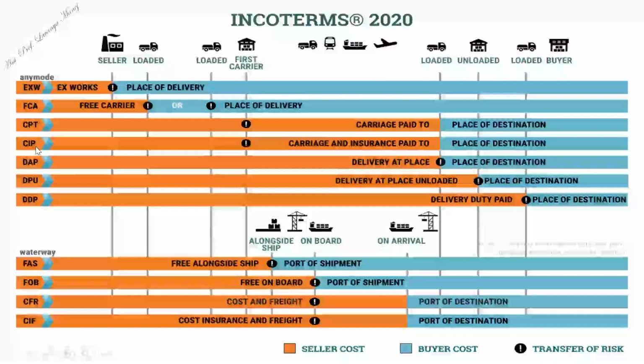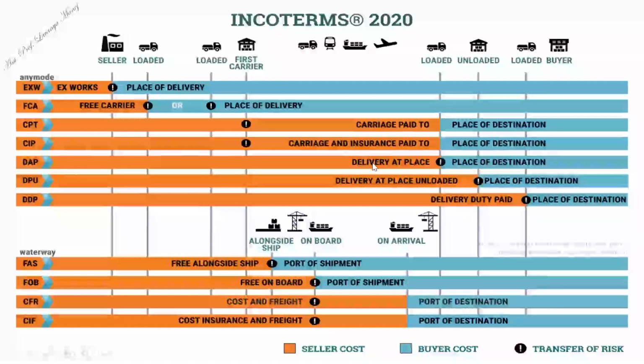Then is CIP. Here the seller not only takes care of the carrier charges, but also takes care of the insurance. So in transit, if something happens to the shipment, the insurance money will go to the seller, not to the buyer, because on the export document it is mentioned as CIP. The seller has paid for insurance and for carriage services.